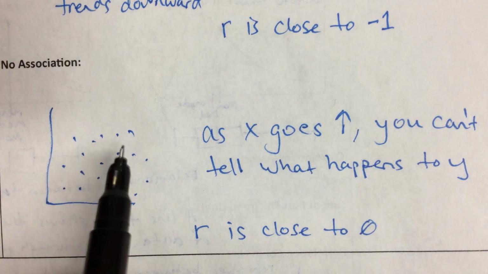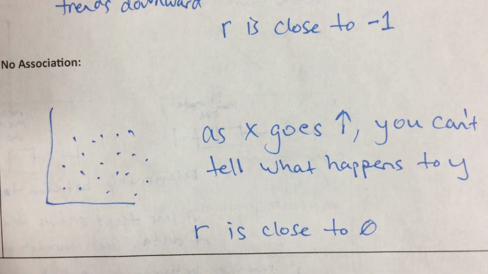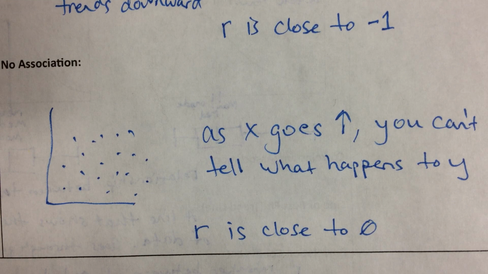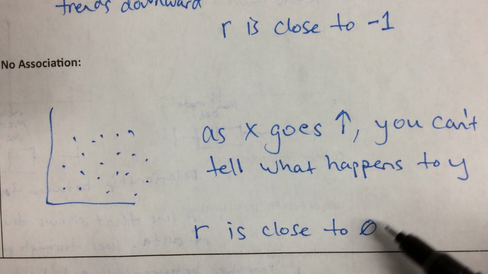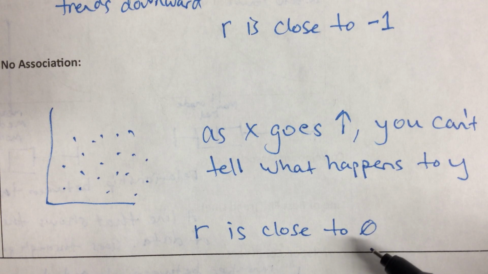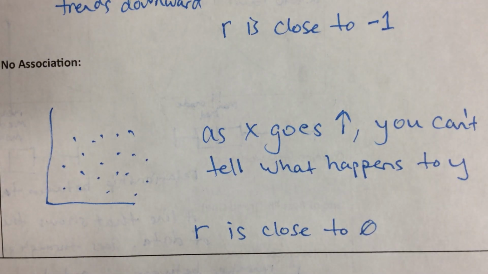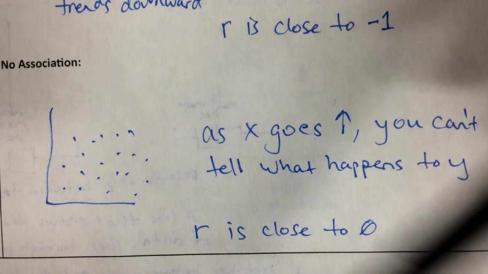If you were to put these points into Desmos and you did your y1 squiggly line mx1 plus b, you would get an R value like 0.2 or 0.1. It would not be a number close to positive 1 or negative 1. It would be close to 0. Okay, that is correlations and associations.